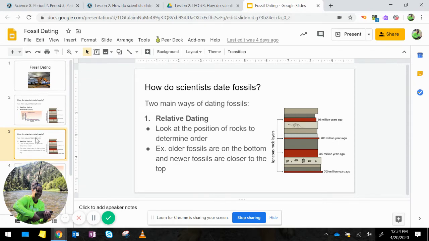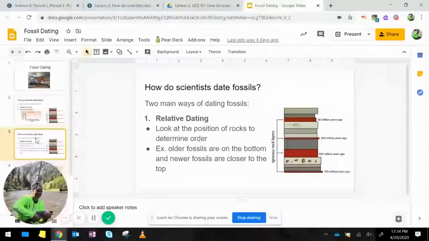The reason it's called relative dating is they can't really get an exact date for this. They can figure out how old the fossils are in relationship to other fossils and where they're found in the ground. They don't actually do anything to get a real date.